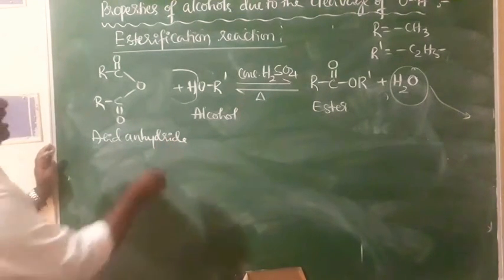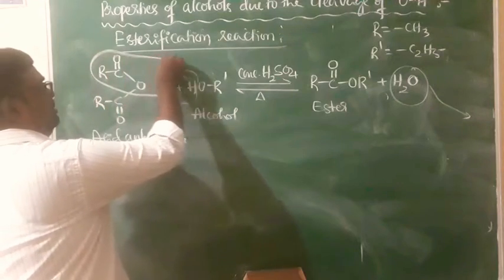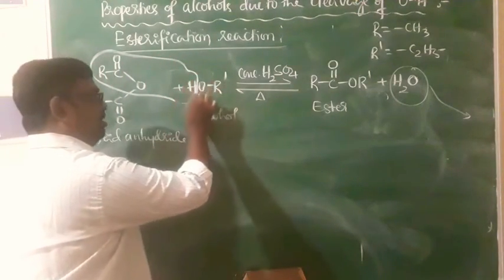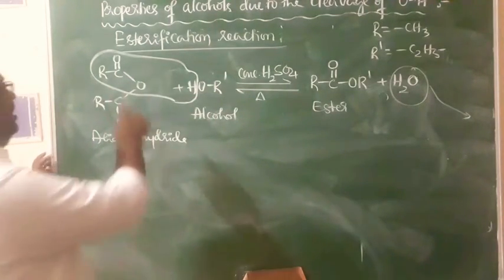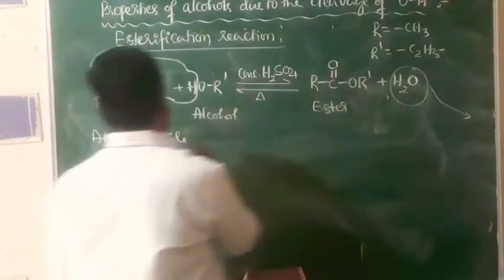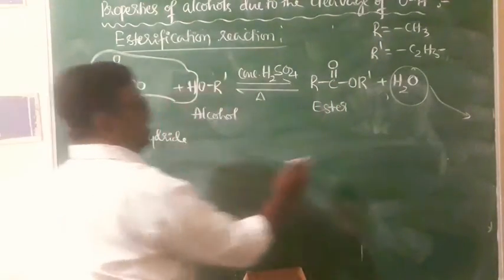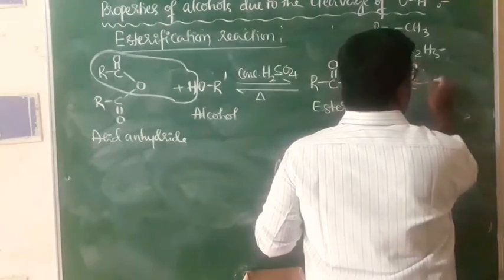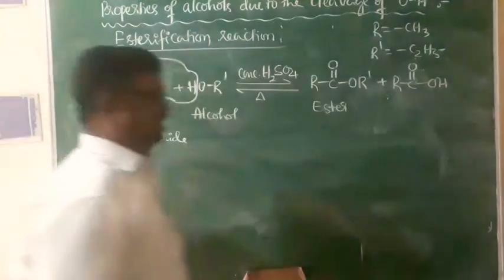When an acid anhydride reacts with alcohol, the same type of OH bond breaks. Again, look: R, C double bond O, OR dash. The remaining part is R, C double bond O, OH. This is a carboxylic acid.